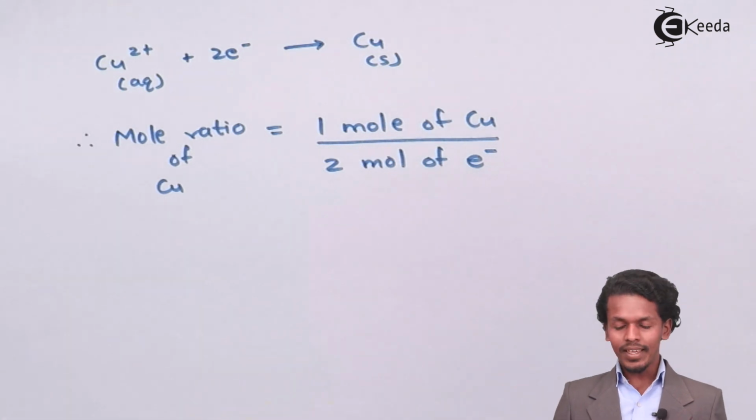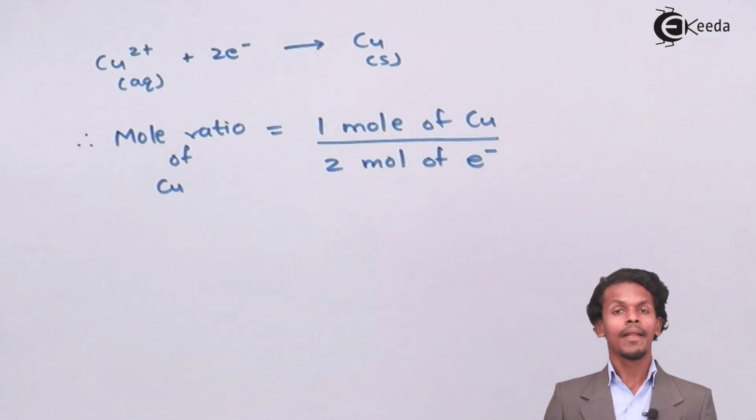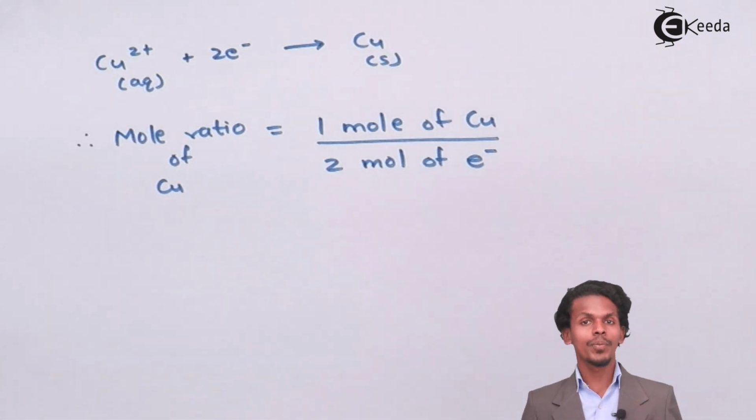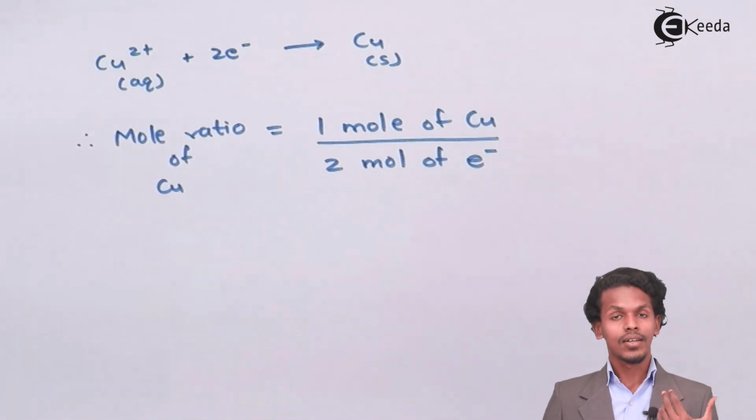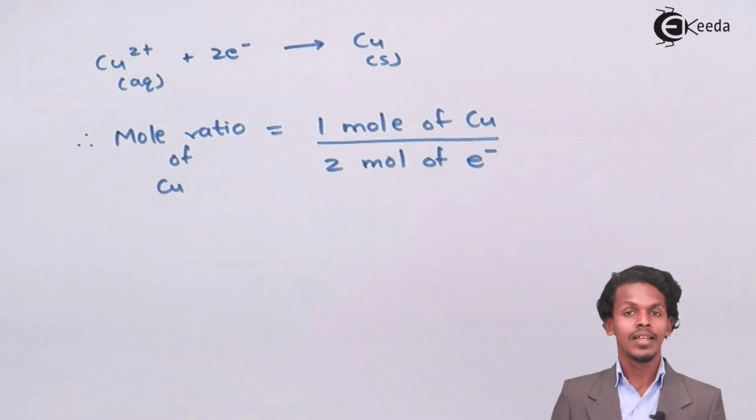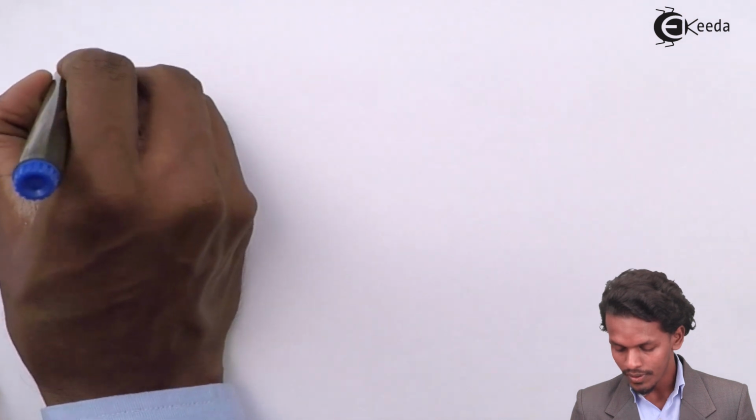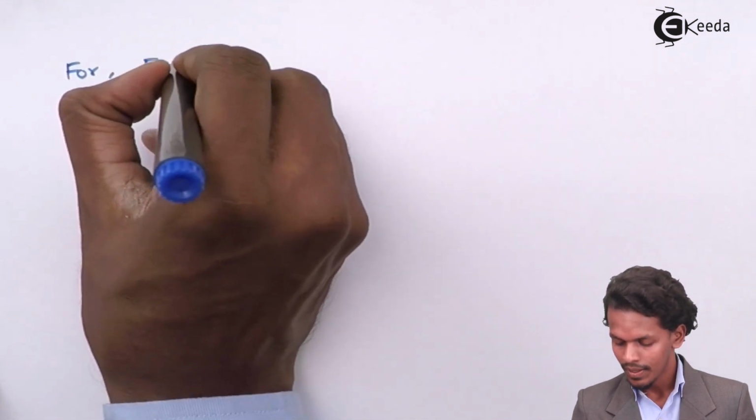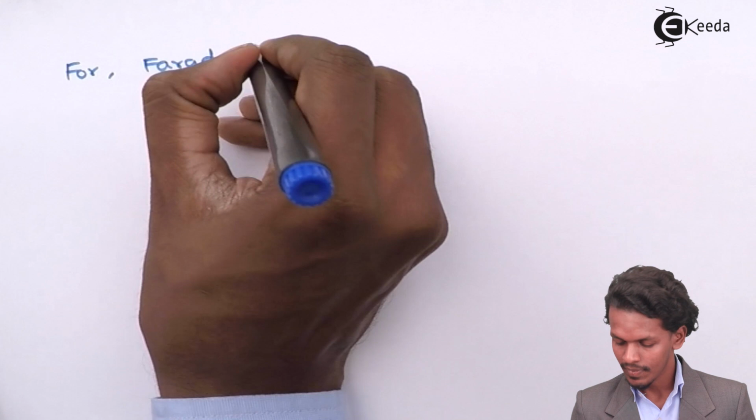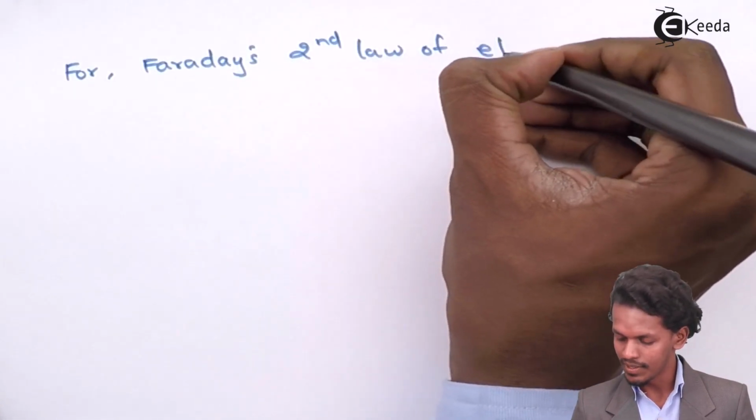By understanding these 2 data that we have just calculated, we can also find out the number of moles of copper and the number of moles of zinc involved in the overall reaction. So let us see. For that we have a formula, since we know Faraday's second law of electrolysis.